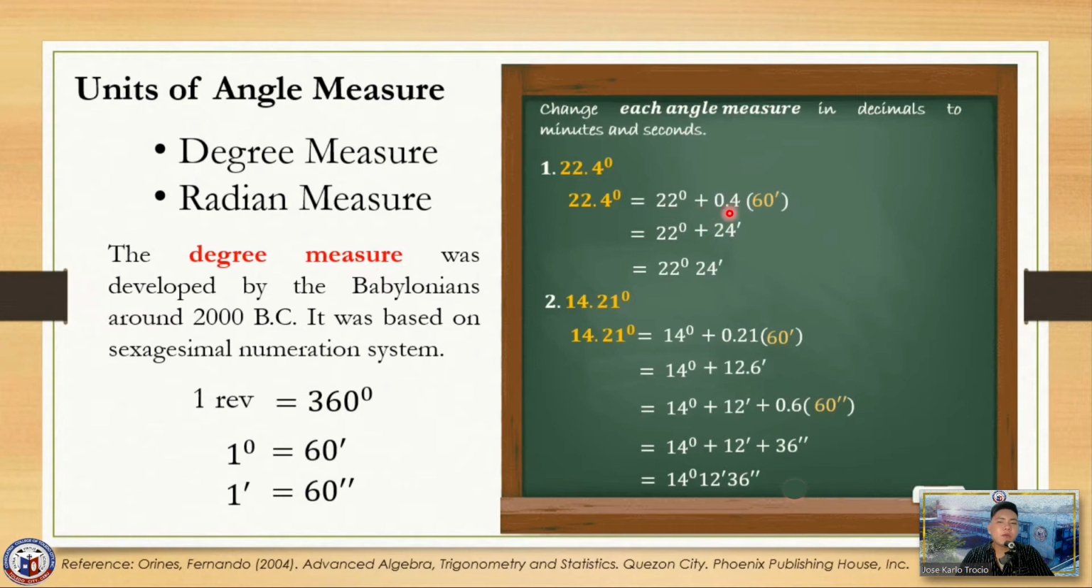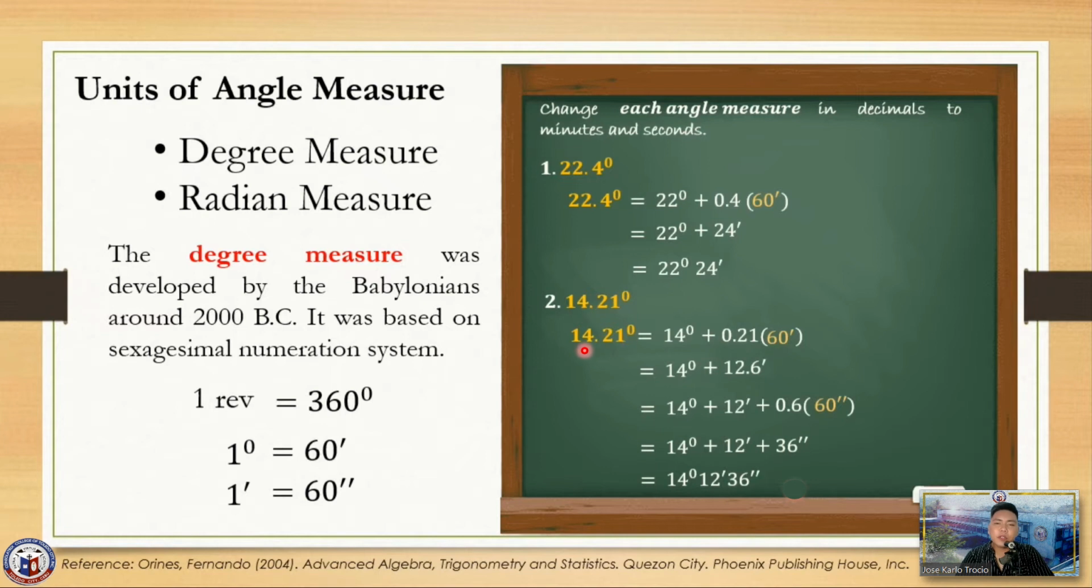After separating, we know that after the hour, of course we know hour, minute, second, so 22 hours or degrees plus this should be minutes, right? So how to convert 0.4 into minutes? Just multiply it by 60 minutes. 60 minutes times 0.4 is 24 minutes. So just combine 22 degrees and 24 minutes. Very simple. How about example number 2? Let us see.